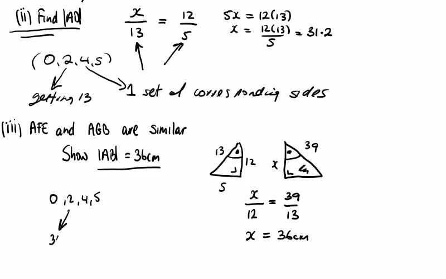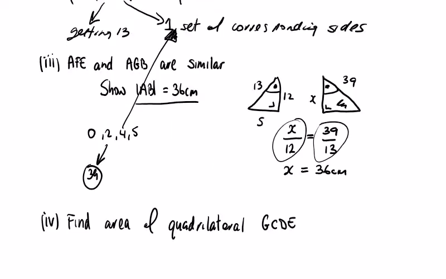For getting the 39, for adding 27 and 12, you got 2 marks. One set again, same as the previous one. I'll just draw an arrow from the 4 up to this part. One set of corresponding sides, either this one or this one, was worth 4, and then fully correct was worth 5. Part 4, you're asked to find the area of quadrilateral GCDE.